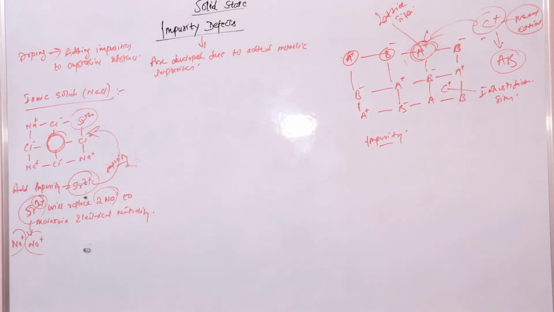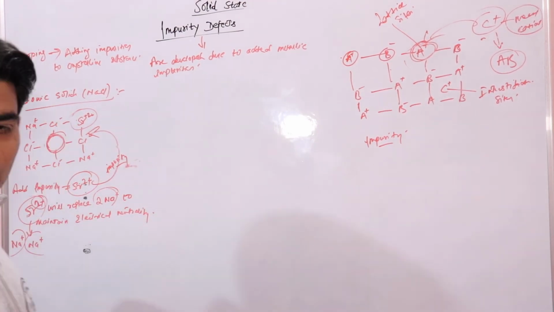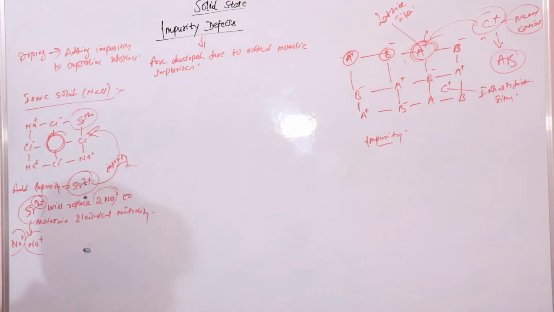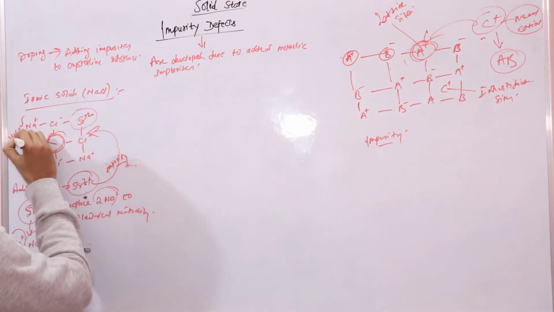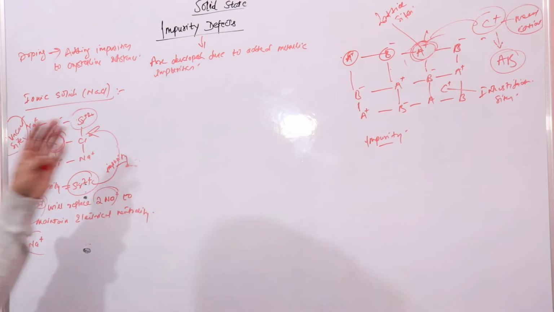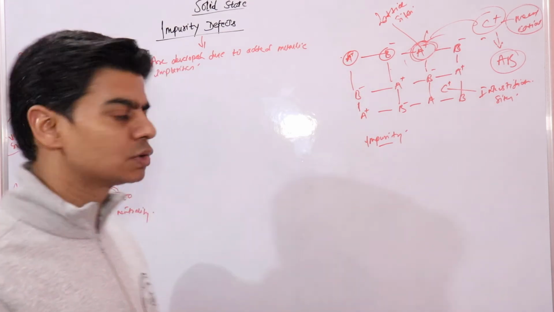And what do we call this empty site? We call it a vacancy, like we have done before, vacancy defects, right? So one of these lattice sites is occupied by Sr2+ and the other remains vacant. And these vacancies result in higher electrical conductivity. Initially we said that the addition of impurity will change the electrical property of these solids. So due to this vacant site, the electrical conductivity of this crystalline solid will increase.